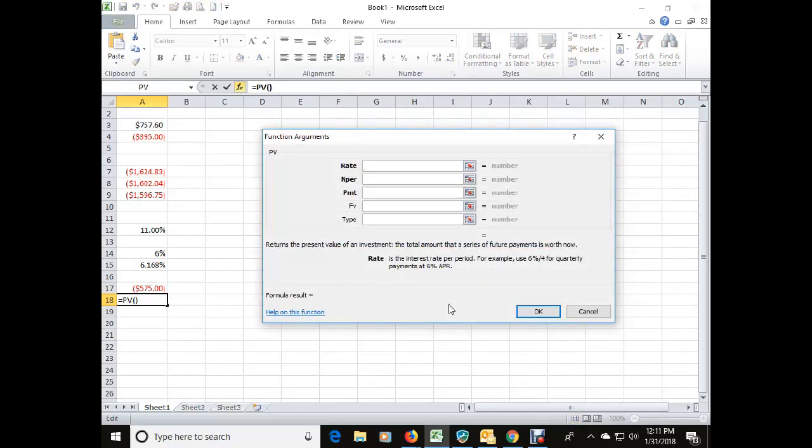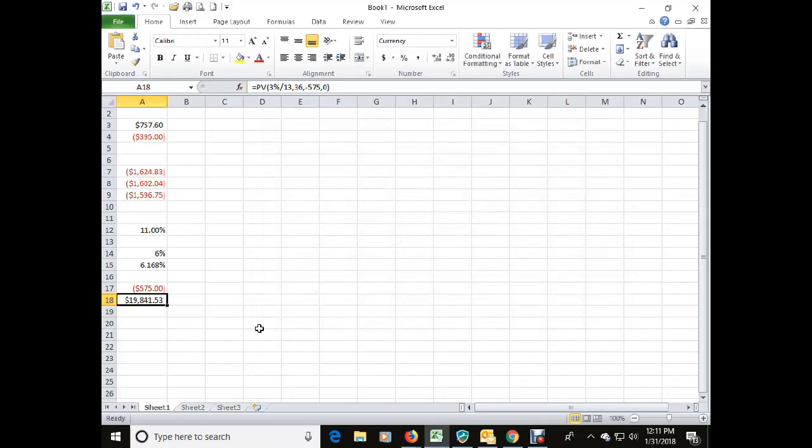The rate is going to stay the same, 3% divided by 12. Now the number of periods: she's already made 24 payments, so that means of the 60 she has 36 payments left. The payment is $575, so we can put that in as a minus $575, and the future value again is 0. And so that is the value of the loan after. That's how much she still owes.